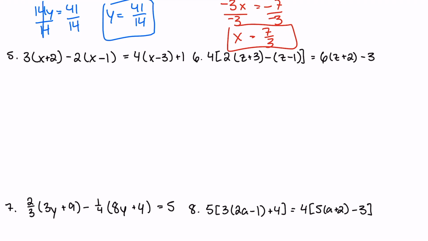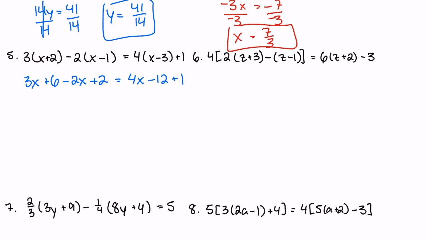For question 5, we have 3 times x, which gives us 3x. 3 times 2 gives us 6. Negative 2 times x gives us negative 2x. Negative 2 times negative 1 gives us positive 2. And that's going to be equal to 4 times x, or 4x, and 4 times negative 3, which is negative 12, and then we're adding 1.